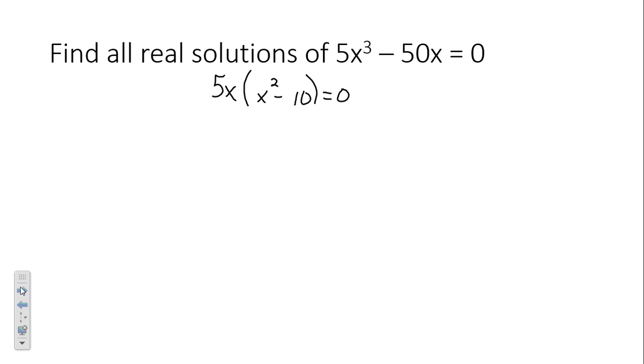Not quite, do we? It's okay. So what's going to make this first thing a 0? If 5x is 0, what's x? Yep. Okay. What would make the second parenthesis 0? Add 10 to both sides. I like that.